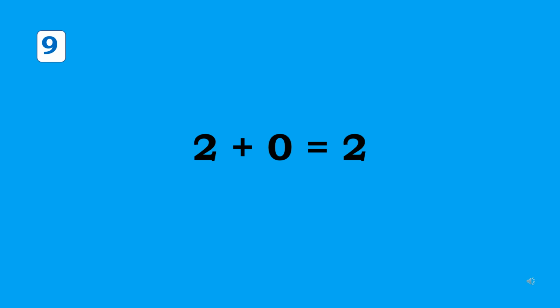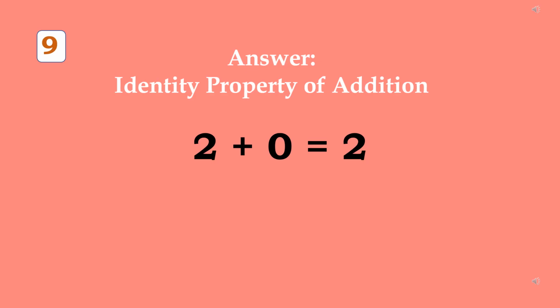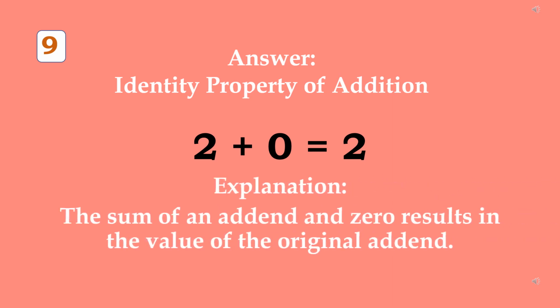The next property is 2 plus 0 equals 2. What property is this? The answer is the identity property of addition. The sum of an addend and 0 results in the value of the original addend. As before, an identity ends with the same number it started with.